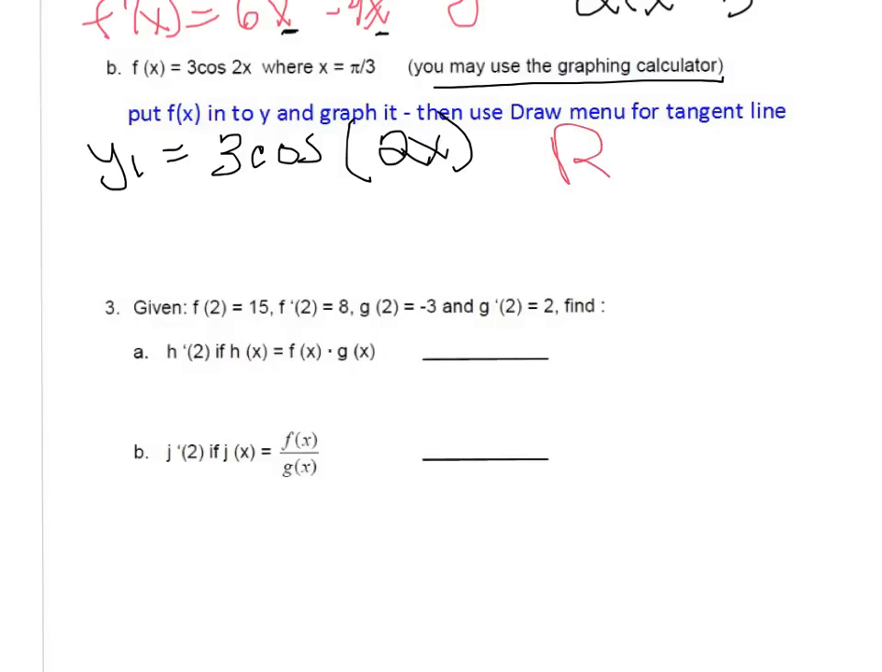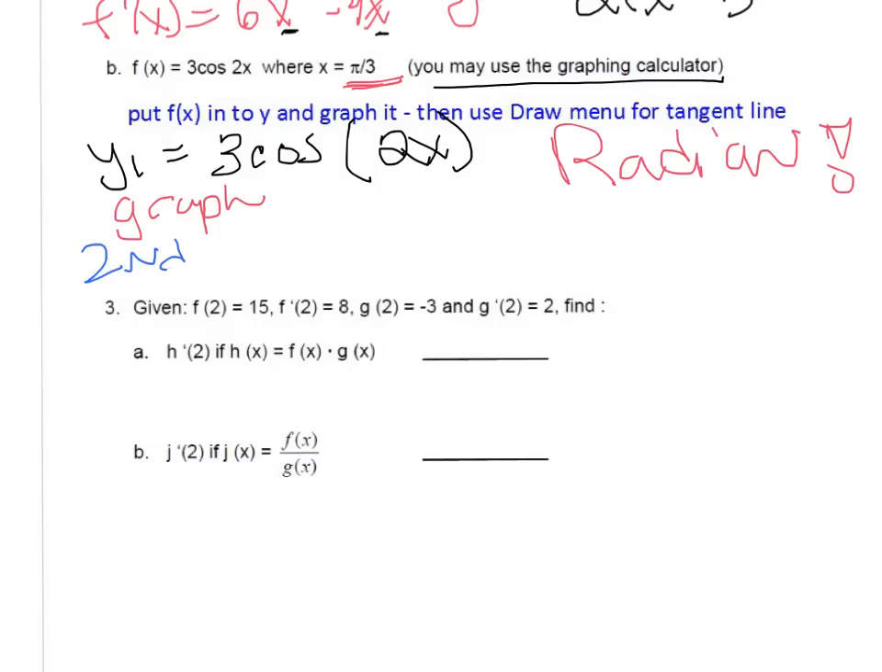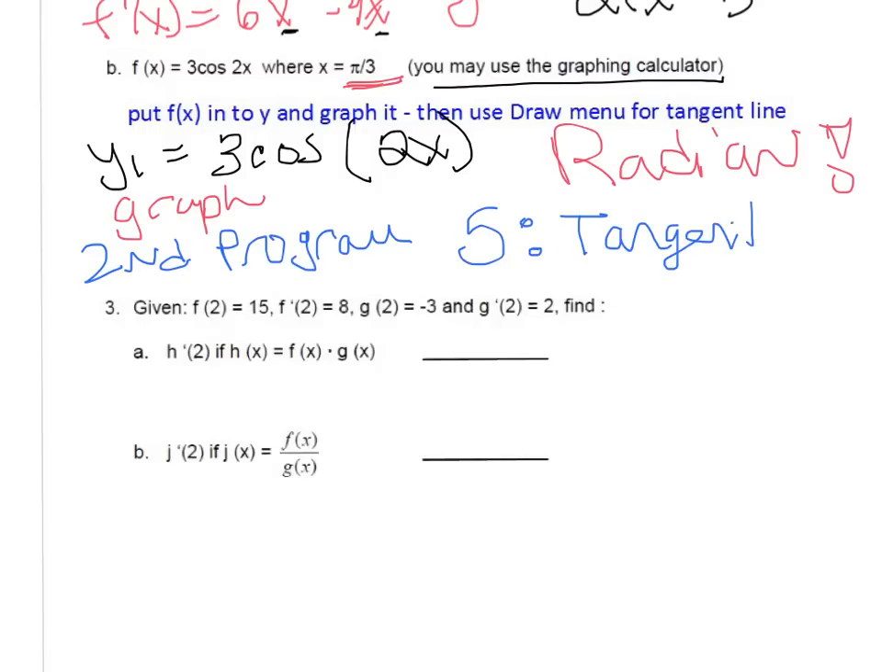And you have to make sure you're in radian mode, because we're going to plug in pi over 3 as our x value. So you're going to graph it. And once you're on your graph, what you're going to do is hit second program, which is the draw menu. Choice 5 is tangent. And then when you get back to your graph, after you've chosen tangent, you're going to type pi divided by 3 and then hit enter. And it's going to give you the equation of the tangent line.